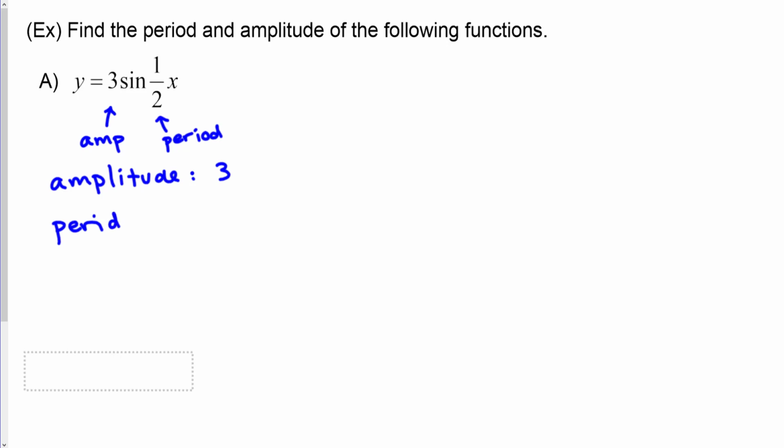The period is 2 pi divided by the value b that's presented. So in this case it would be 4 pi.